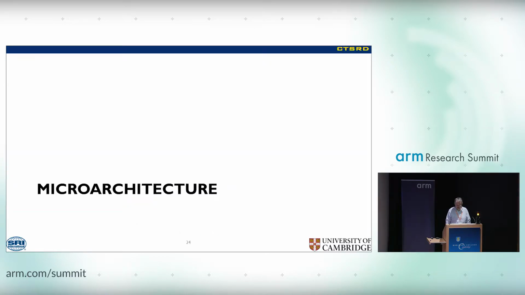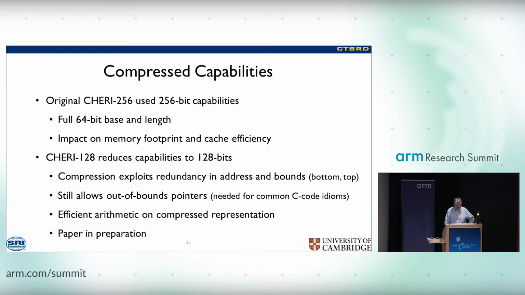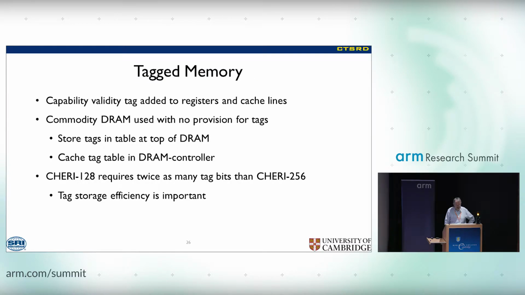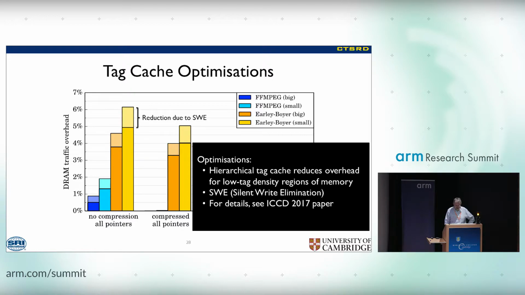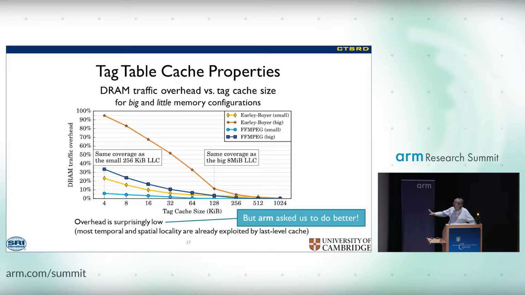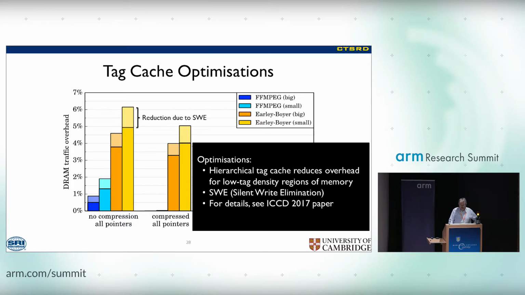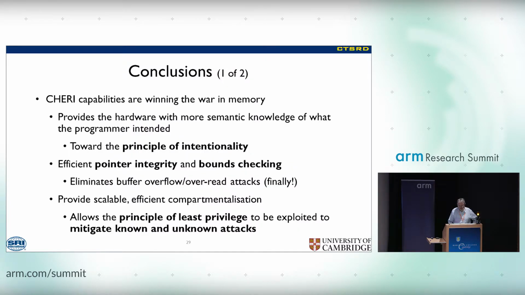Right, looks like I really ought to finish up. I have some microarchitecture material on compressing capabilities and doing efficient tagging, but I'm going to skip over those in the interest of time. We've been working very closely with ARM, so for instance with the tagging we thought it was only a couple of percent overhead, but ARM said you should do better, so we did. And we have a paper on that at ICCD. So let me conclude.